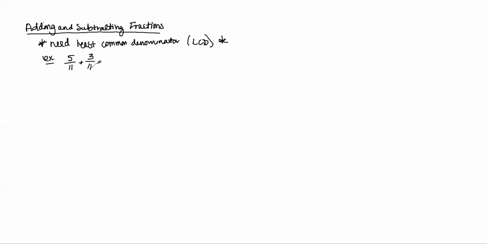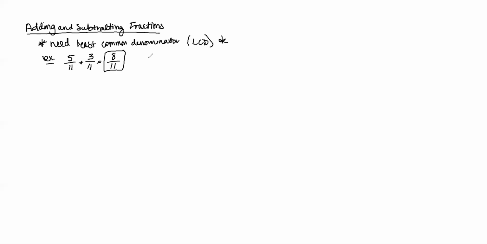For this one, we already have a common denominator. It's 11 in both of them. So now all we're going to do is add the numerators together. So if we have 5/11 and 3/11, we have 8/11 all together. Never adding the denominators, only add the numerators.